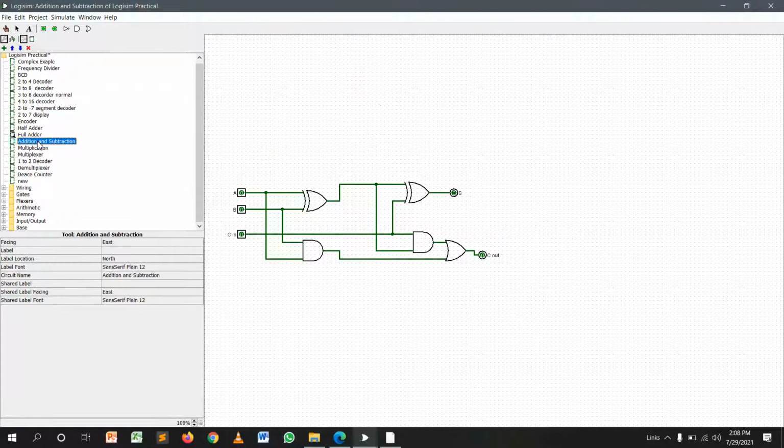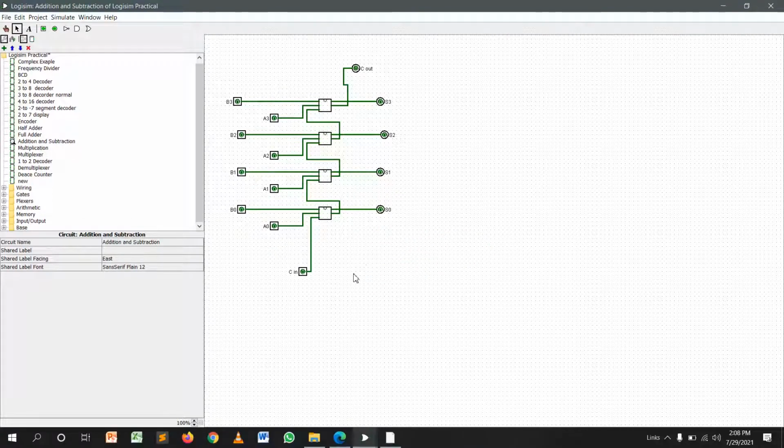Multiple addition and subtraction. Addition. This is the addition circuit. The addition circuit has A0, A1, A2, A3 as one value, and B0, B1, B2, B3 as another value. Each value represents a binary code. This is another binary code representation.